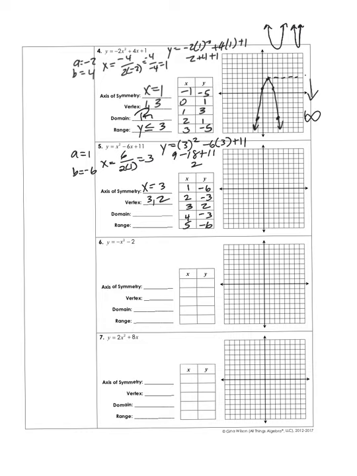Let's go ahead and graph them. So we have 3, 2, 1, negative 6, 2, negative 3, and then 4, negative 3, 2, 3, 4, and 5, negative 6.